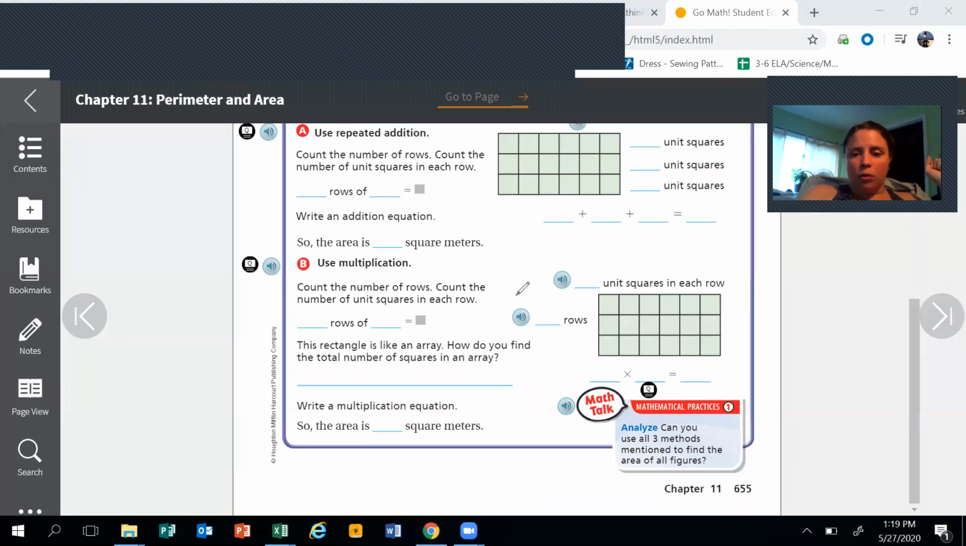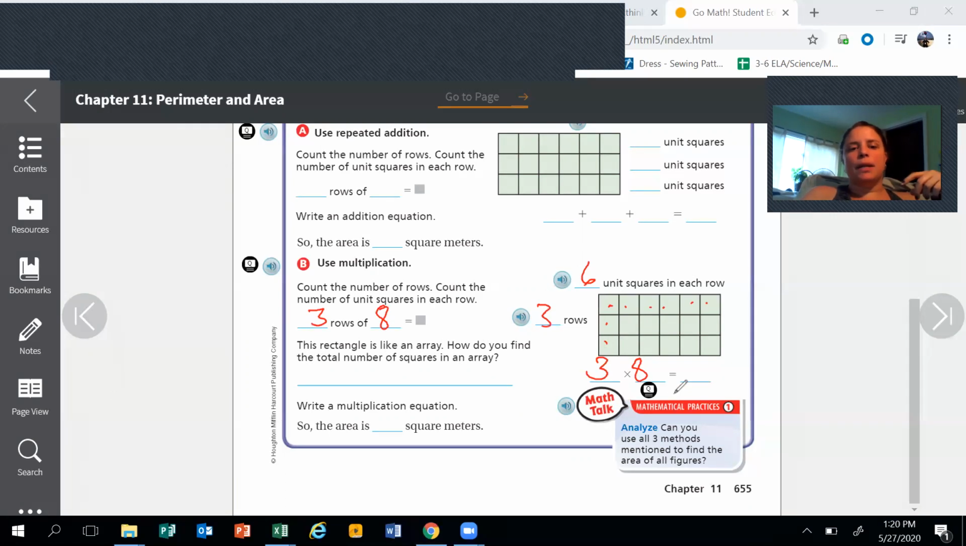Count the number of rows. 1, 2, 3. Count the number of square units in each row. 1, 2, 3, 4, 5, 6. Same thing, we have 3 rows of 6. This rectangle is like an array. So how do you find the total of numbers in an array? You can count or you can multiply. So we're going to do 3 times 8.